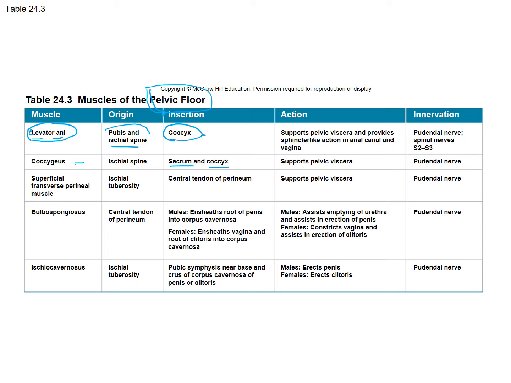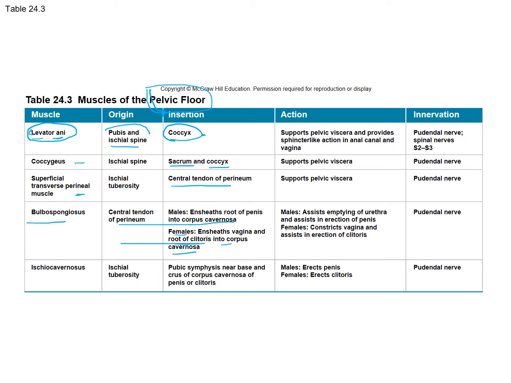Superficial transverse perineal muscle, the insertion is the central tendon of the perineum. Bulbospongiosus, they will be, for the male, sheath root of penis into corpus cavernosa, and for the female, sheath vagina and root of clitoris into corpus cavernosa. Okay, so levator ani, the only one that has the only insertion being the coccyx.